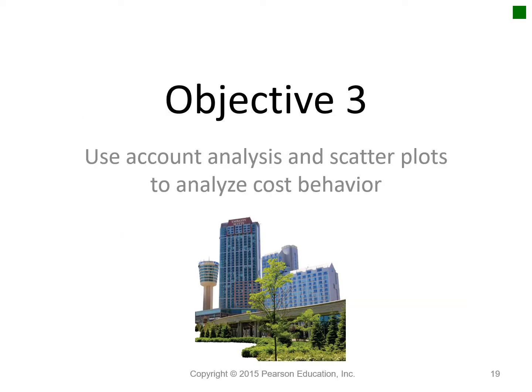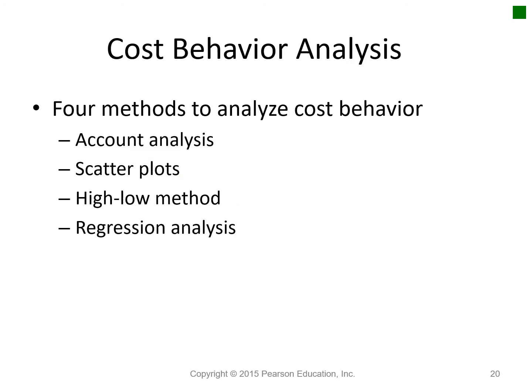Okay, in the next objective, we're going to look at different ways how you can use these rules of cost behavior and use what's called account analysis and scatter plots on how to use cost behavior, again, to make decisions and to predict the future. Okay, so there's basically 4 types of different methods that you can use to analyze cost behavior. We'll talk about each of these. You have account analysis, scatter plots, high-low method. We will do a lot of that. We'll do just a little bit of regression because statistics is not a prereq for this course.